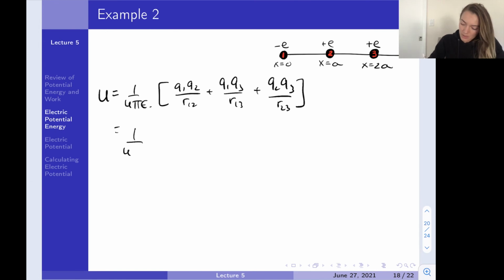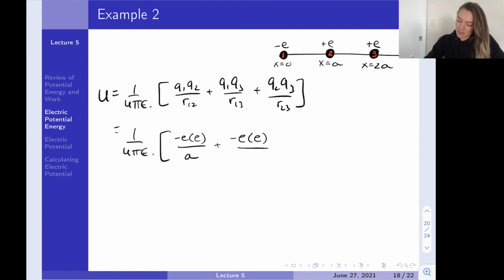Okay, so now let's plug things in. So I've got all of my pairs, and I didn't double count anything. Q1 is negative e, Q2 is positive e, our distance is a. Q1 is negative e, Q3 is positive e, our distance is 2a. And then Q2 is positive e, Q3 is positive e, and the distance is a.